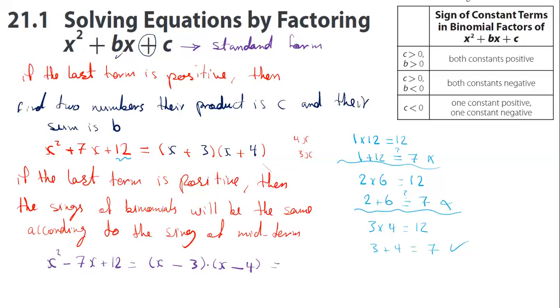Let's try. X multiplied by x is x squared. X multiplied by negative 4 is negative 4x. Negative 3 multiplied by x is negative 3x. Combine them: negative 4x minus 3x is minus 7x. And negative 3 times negative 4 is positive 12. So this one is correct.